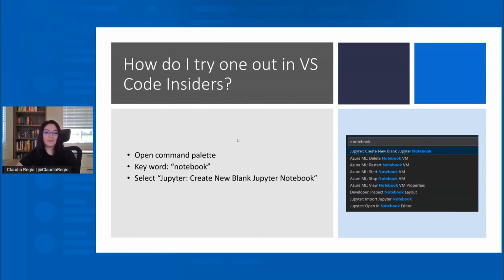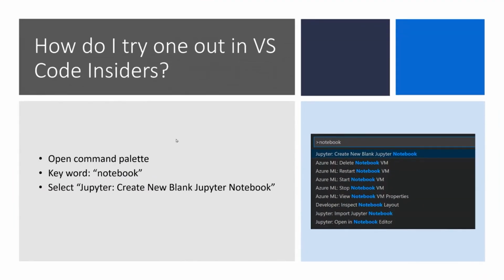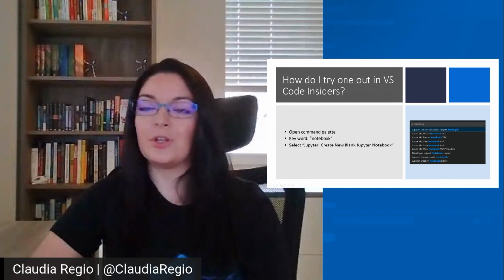How can you try one out in VS Code Insiders? Obviously, first go online and download VS Code Insiders. Then you'll want to open the command palette after downloading the extensions appended at the end. You can do that by holding down Control-Shift-P, or Command-Shift-P if you're on a Mac. That's going to pull up this drop-down list here. You'll type in the keyword notebook, and you'll want to pick the first option that comes up. It's going to be Create New Blank Jupyter Notebook.